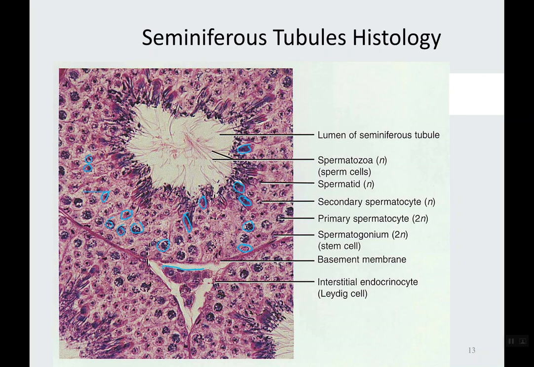You can also see often very triangular patches of Leydig cells, and that's just a consequence of 3 tubes coming together to make a triangular space. They're not always triangles, but oftentimes they are.